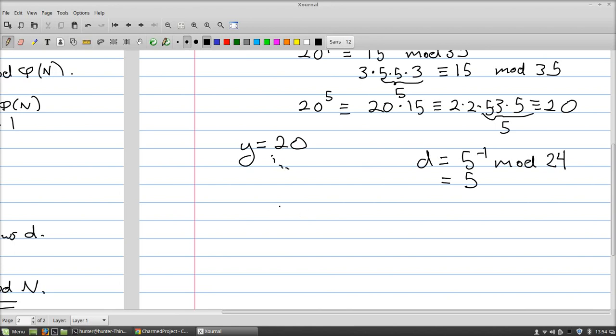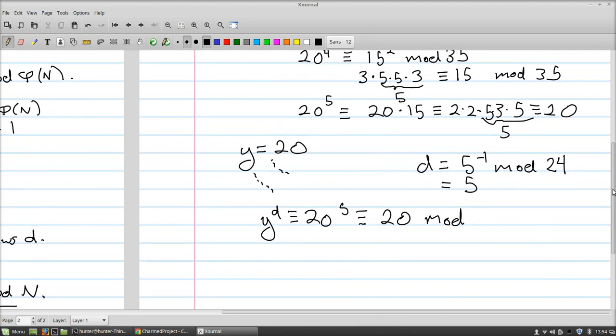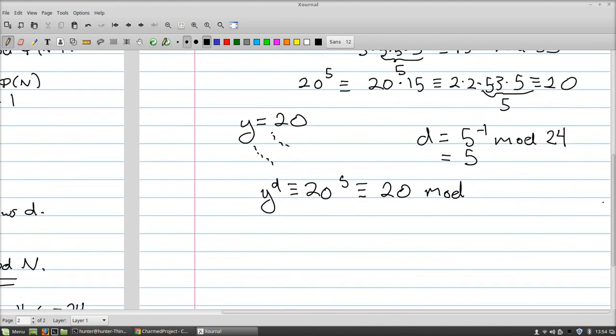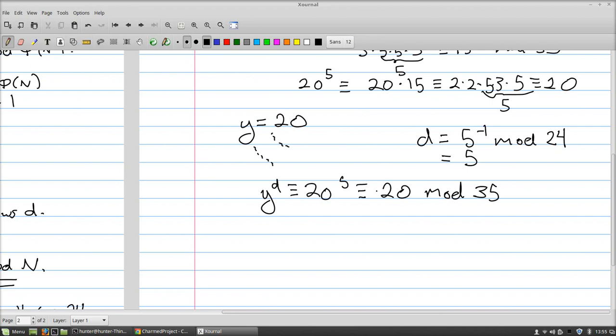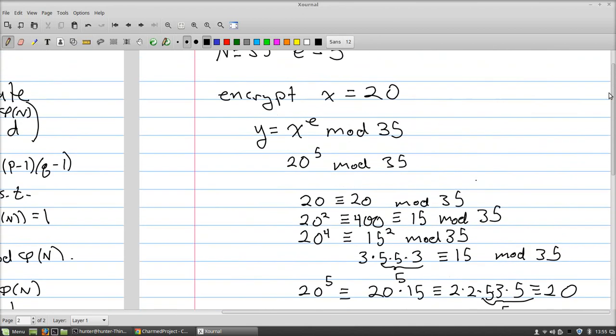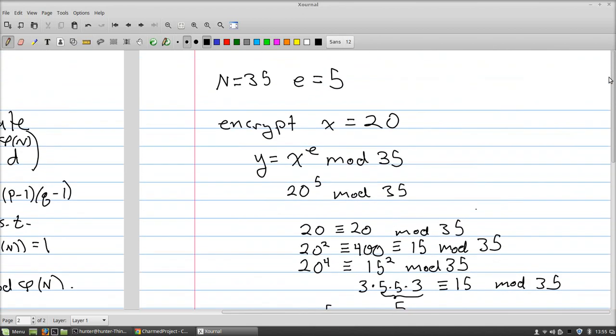I thought the chances of this would be low, but do you see what's happened here? So how does Bob decrypt y? He just does y to the d, but that's 20 to the 5th because d is also equal to 5, which is 20 mod 35. That's what we just went through, which is actually the correct, I mean, it is x, and so everything worked, but maybe let's do a different example where that weird coincidence doesn't happen.